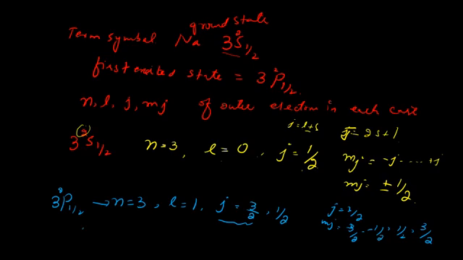Now for j equal to 1/2, the possible value of mj can be either plus 1/2 or minus 1/2. So for j equal to 1/2, the possible orientations of the total magnetic quantum number are either plus 1/2 or minus 1/2. So this was all about the spectroscopic terms and notations.